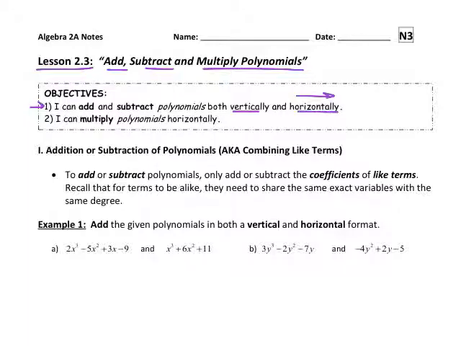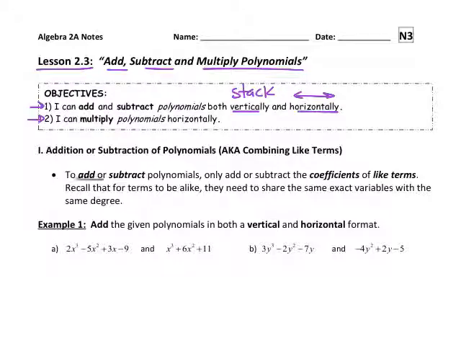Horizontally means that we're going to leave the two polynomials next to each other. Vertically means that we are going to stack the polynomials on top of each other. For the second objective, I can multiply polynomials horizontally. So we're going to take a look at adding some polynomials, and then we're also going to subtract.